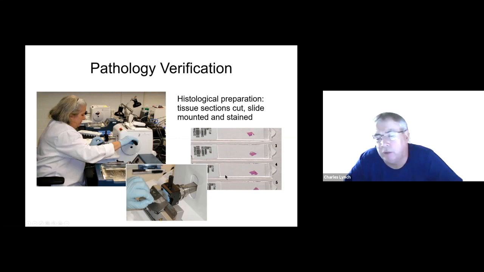They typically float these on a water bath and bring up a slide underneath them, put it on a slide, stain it with hematoxylin and eosin, and put a cover slip on it. And this is the standard slide that's used for microscopic evaluation of tissue. It's called an H&E, hematoxylin and eosin stain slide.